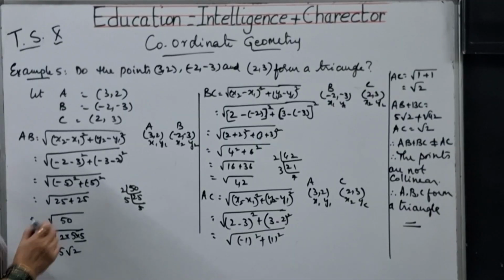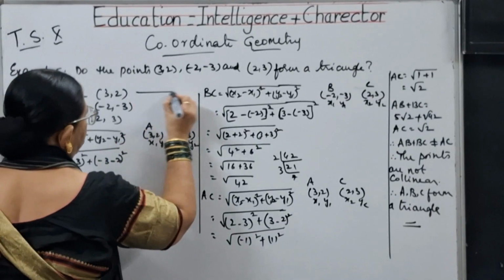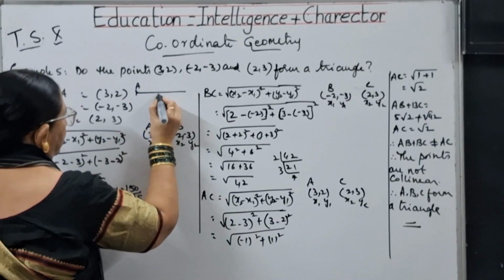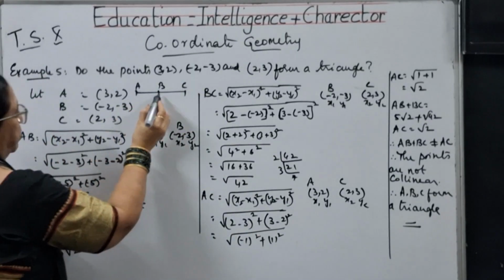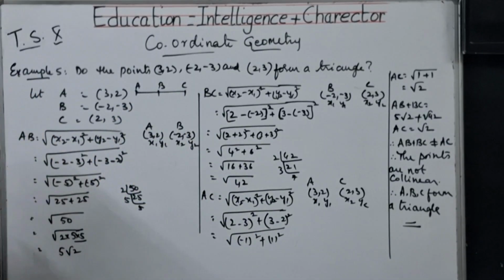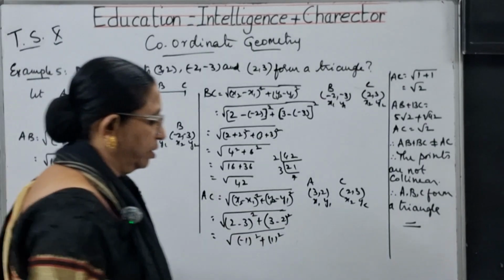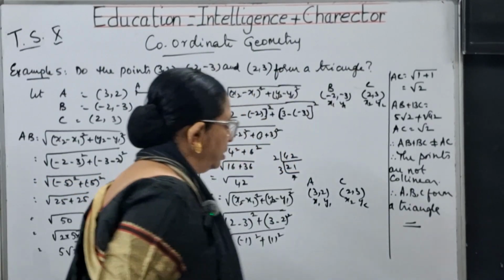If you have any doubt like this, you can draw a line segment, children. A, B, C. You can write like this. So AB plus BC should be equal to AC. That is what we have done. We have found out that they are not equal. Since they are not equal, we will say that they form a triangle. They don't form a straight line. Okay, children? Please understand this and write it down.